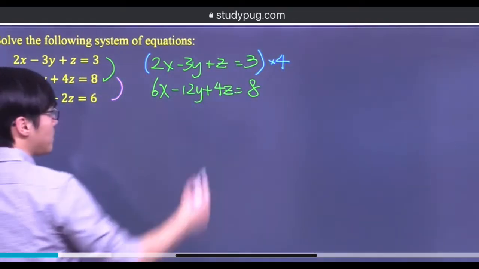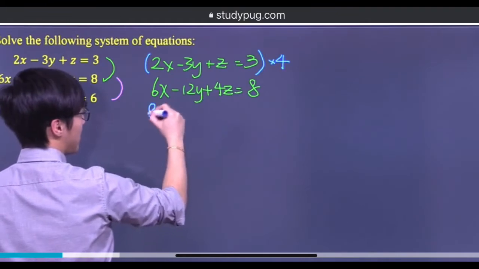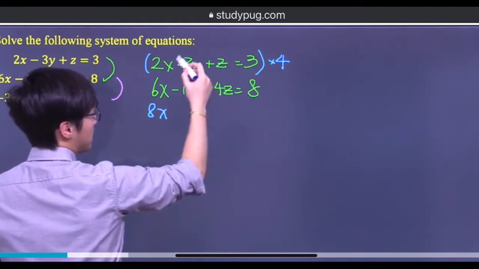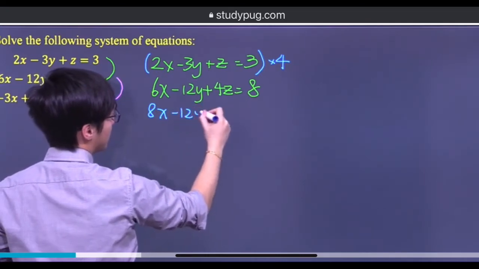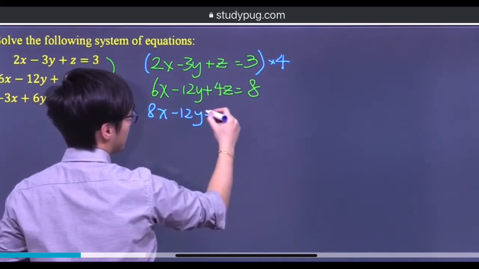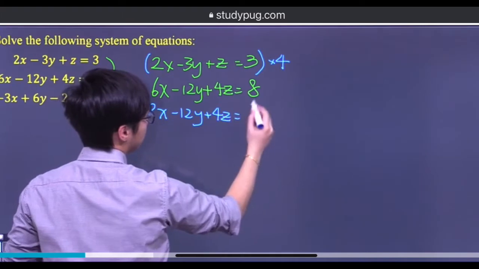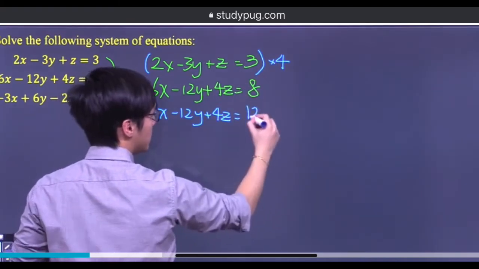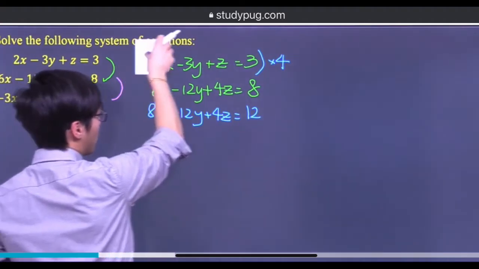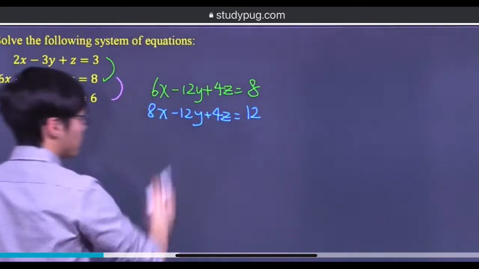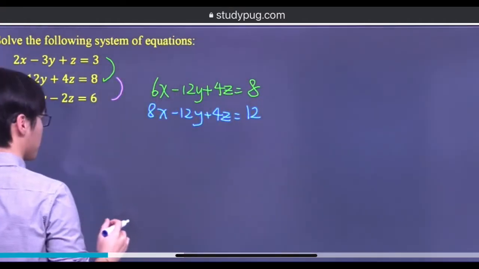So 4 times 2x is 8x. 4 times negative 3y gives us negative 12y. And 4 times z gives us 4z. 4 times 3 is 12. Okay, so now after making the changes, we can ignore this equation and just focus on these two equations.